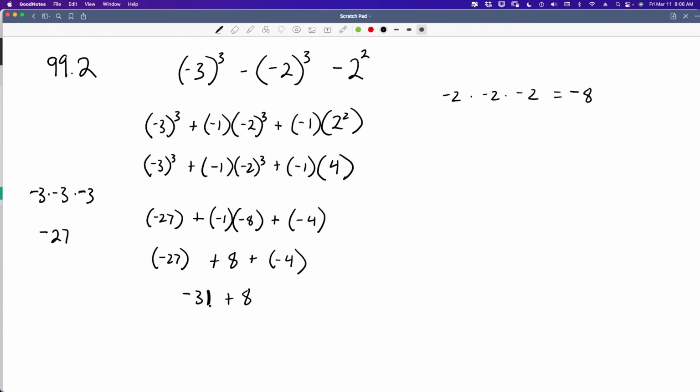So now we have two numbers that are different signs. So we subtract and we keep the sign of the larger number. So 31 minus 8 is going to be 23. But because 31 is the bigger number, we keep the negative sign. Okay? So negative 23 is the answer to 99.2. So if you need to break it down like this to go from here to here, do that. If that simplifies it for you, I urge you to do whatever works for you, because this is really what you're seeing. So it's okay to write it down that way.